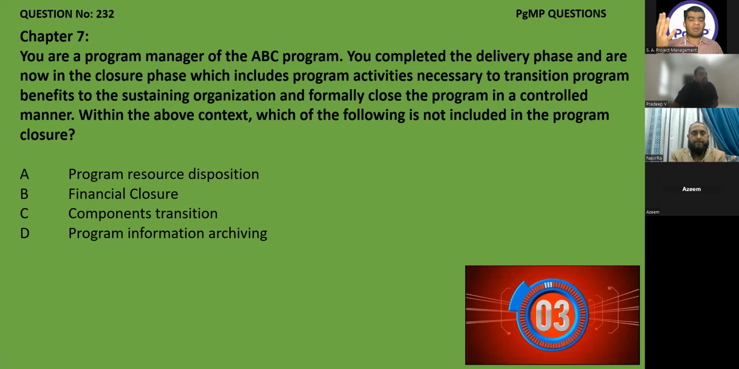So in the closure phase, I have only 5 activities: financial closure, procurement closure, resource disposition or transition, program risk transition, and program information archiving. Component transition is not there. So what is not included in the closure phase is C. Clear, Pradeep? Yeah, I missed the note.